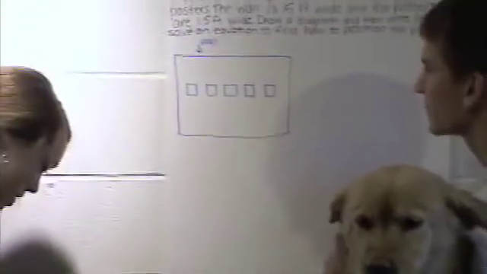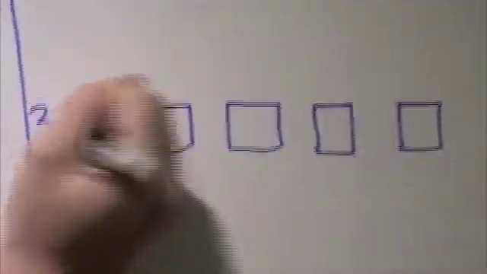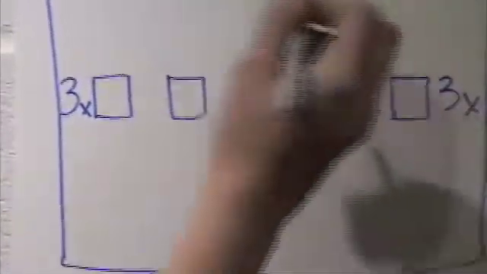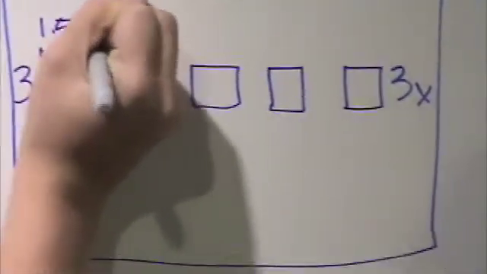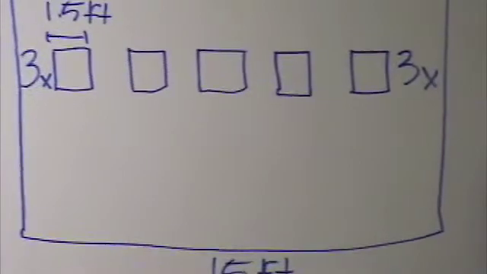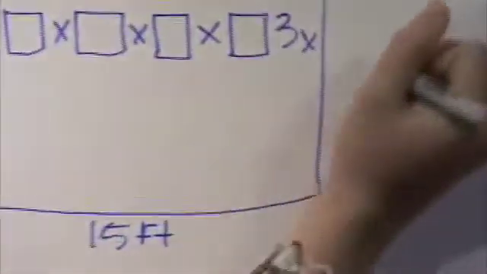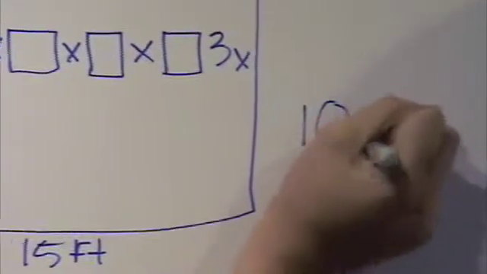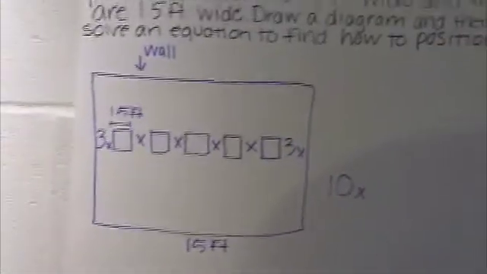First, we'll draw a diagram representing the distance between the posters on the wall. The sides are 3 times X. The width of each poster is 1.5 feet. The length of the wall is 15 feet. And X goes in between. Next, the X's add up to 10X. Next, we will add the X's and all of the combined lengths of the posters, which is 7.5 feet.